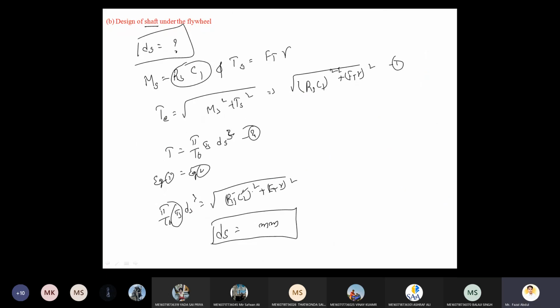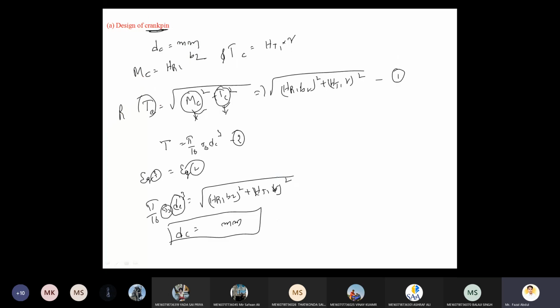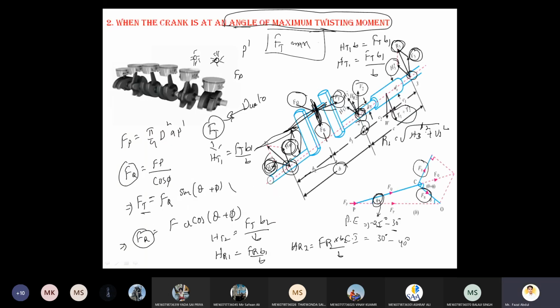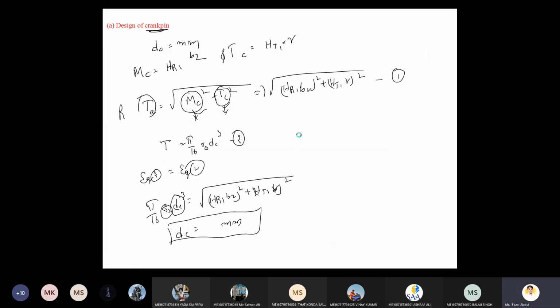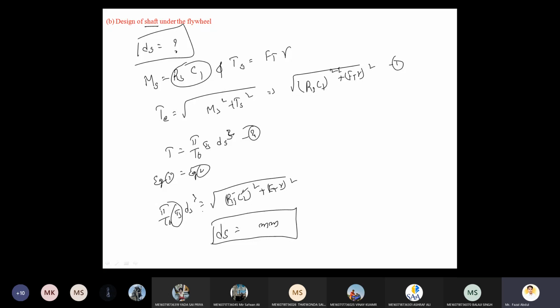C1 is the distance, and FT is the tangential force we calculated at the beginning. R is the crank radius. So everything is known, only the unknown is ds. That is the title here, design of shaft under flywheel.